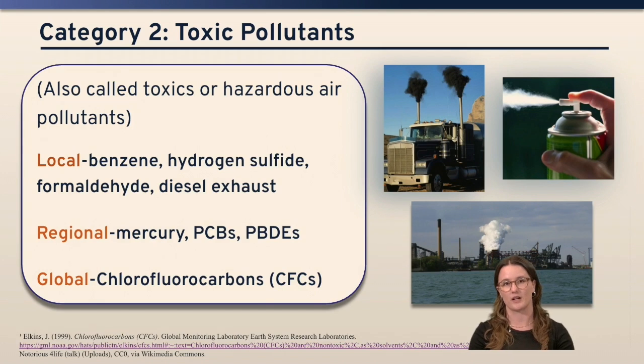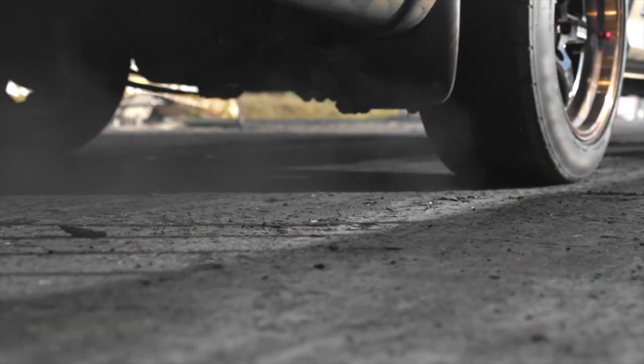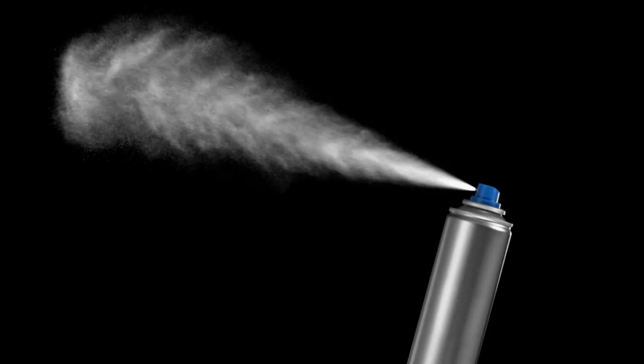Congress has specified 189 different toxic or hazardous pollutants that are relevant for health or the environment under the Clean Air Act. Unlike the criteria pollutants, these do not have any set limits that are considered safe. These come from things like diesel exhaust, chemicals that use aerosol, and factories.